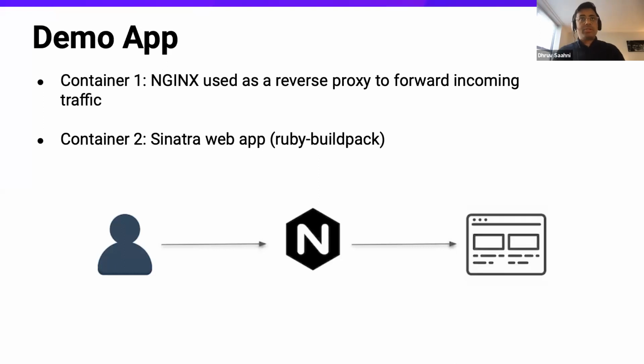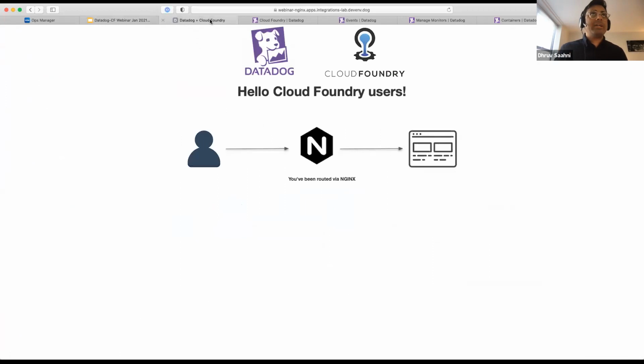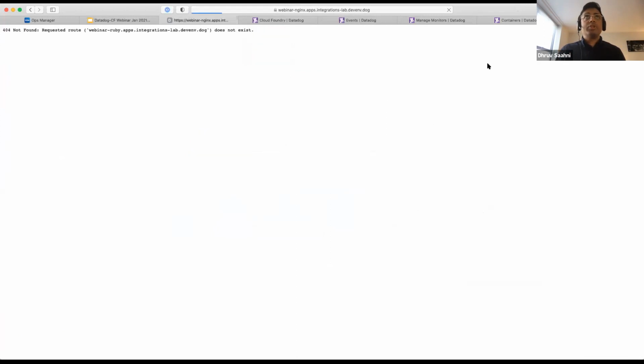Okay, so let's have a look at what that looks like. Essentially, this is what it looks like, right? So we have the Sinatra web app just serving this very simplistic web page. So as we expect with Cloud Foundry, if we refresh this, it should continue working. Oh, okay. Looks like there's an error.